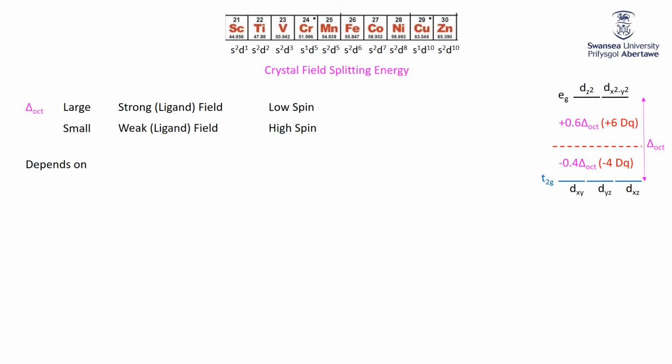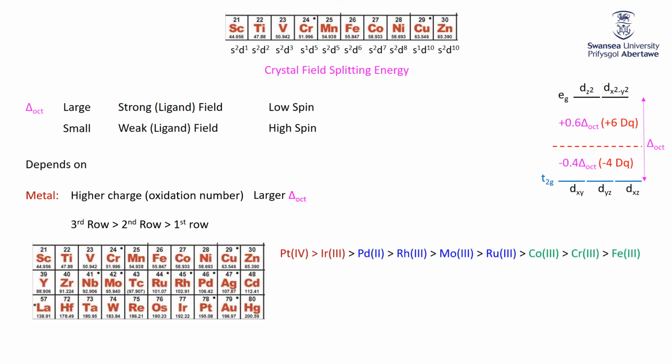Some other factors other than ligands are, of course, the metal. Well, the higher the oxidation number of the metal, the larger the delta oct. And also the third row has larger delta octs than equivalent complexes from the second transition metal row, which are greater than those for the first transition metal row. So if we look here, platinum 4 and iridium 3 have much higher delta octs in their complexes than these second row ones, palladium, rhodium, molybdenum, and ruthenium, and those are higher than some selected first row ones, cobalt, chromium, and iron.